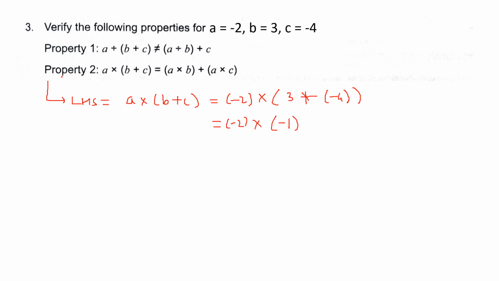Now minus 2 multiplied by minus 1. Do you remember the rule of multiplication? Both are the same sign, therefore the result will be positive, and 2 multiplied by 1 gives you 2. So the left hand side is 2.